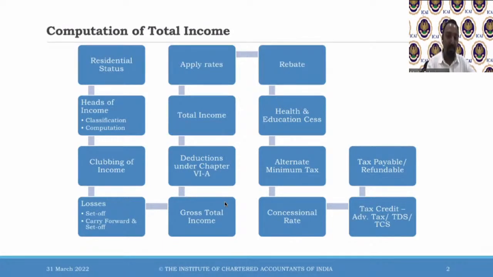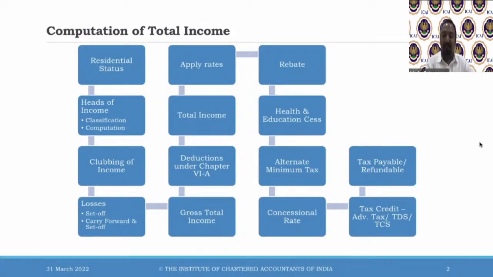So what exactly is it? The first step of computation is basically residential status. When you say residential status, you have resident, non-resident, and deemed to be resident. So all this will be categorized as your residential status. So that becomes the first step.